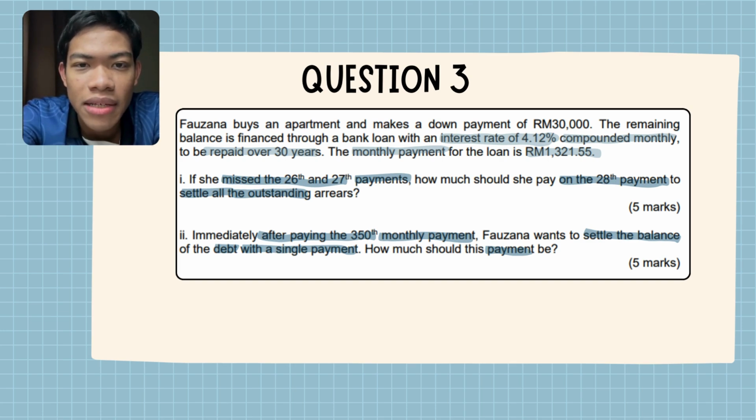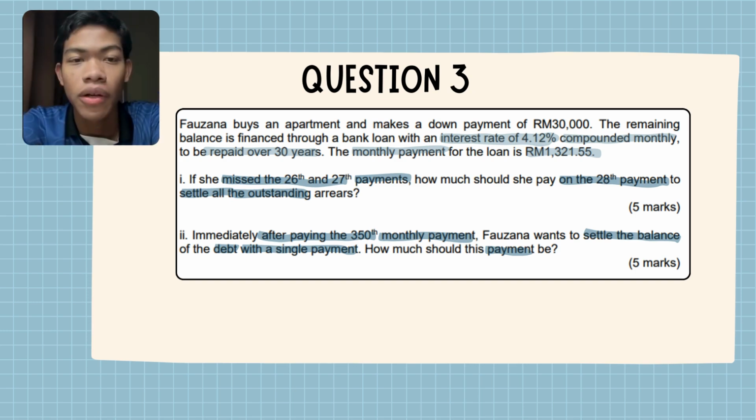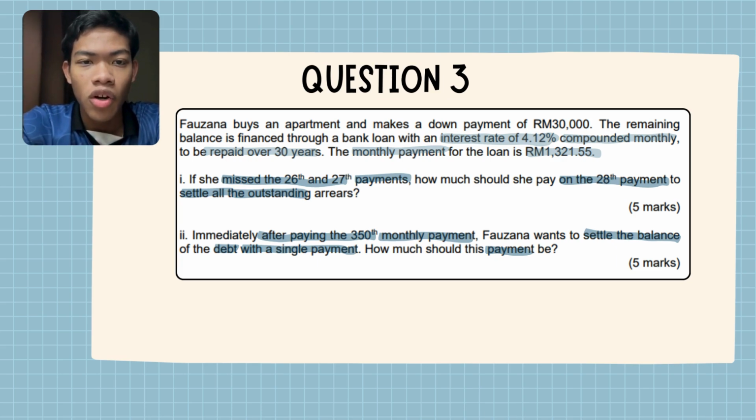Question 3. Fauzana buys an apartment and makes a down payment of RM3,000. The remaining balance is financed through a bank loan with an interest rate of 4.12% compounded monthly, to be repaid over 30 years. The monthly payment for the loan is RM1,321.55. For Roman 1, if she missed the 26th and 27th payments, how much should she pay on the 28th payment to settle all the outstanding arrears? For Roman 2, immediately after paying the 350th monthly payment, Fauzana wants to settle the balance of the debt with a single payment. How much shall this payment be?